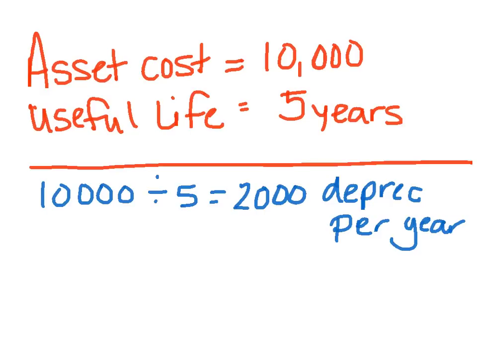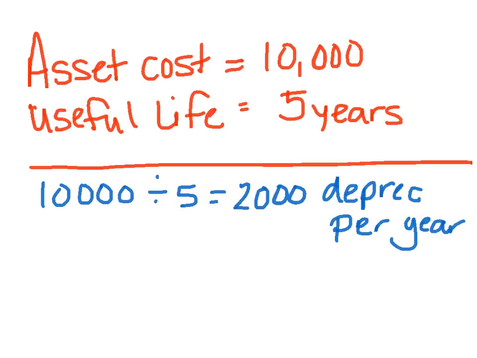If we have an asset that cost us $10,000 and it has a useful life of 5 years, if we're calculating straight line depreciation, we would take the $10,000 asset cost minus any salvage value, in this case there is none, and divide that depreciable cost by life, which is 5 years in this case. So we get $2,000 per year.